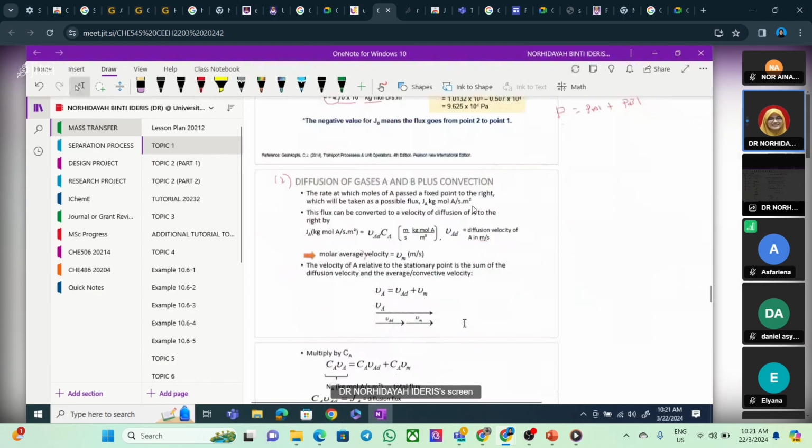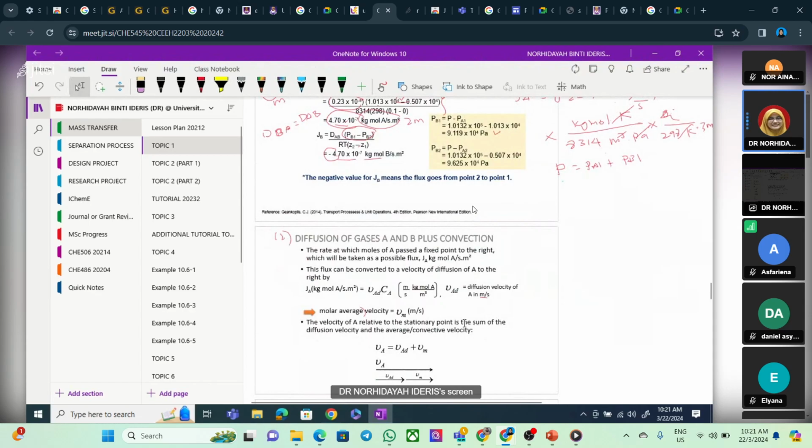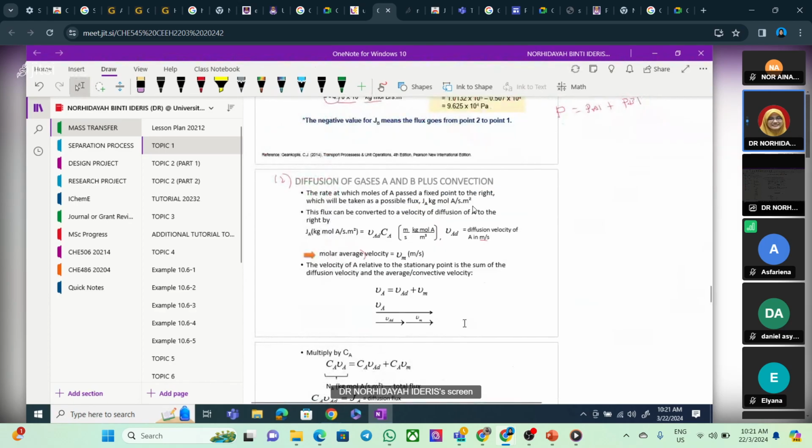So I hope that you can understand about this one. Okay, so now we go to the second part. The second part is actually on the explanation about the diffusion of gases A and B plus convection. So before that we go to this part of the revision. Actually, I don't want to go into detail because you can watch it in the video, molecular diffusion in gases part 2. It's only about 5 to 7 minutes.